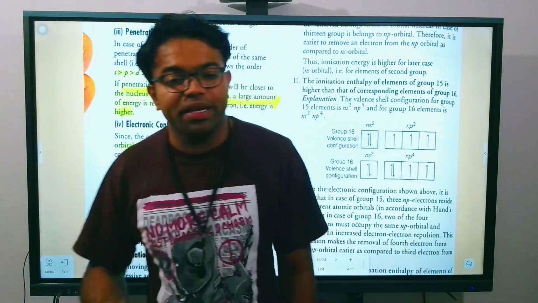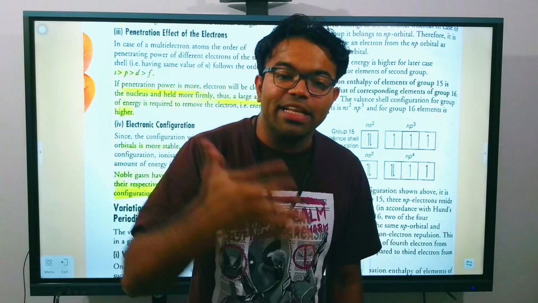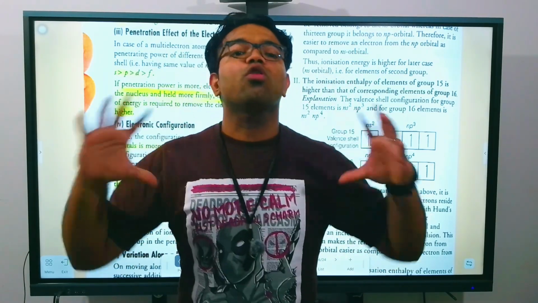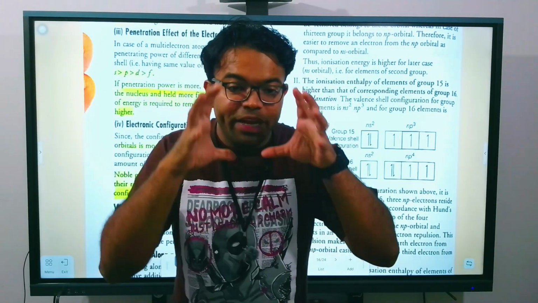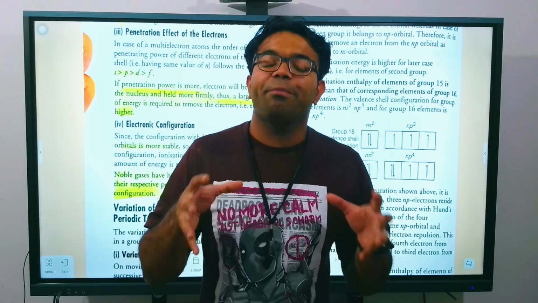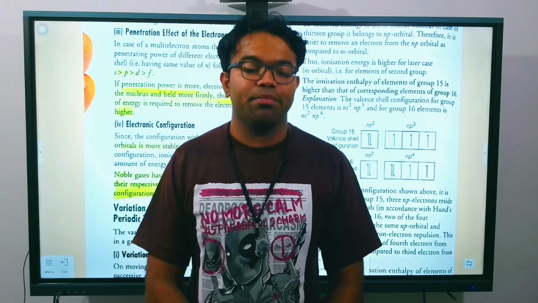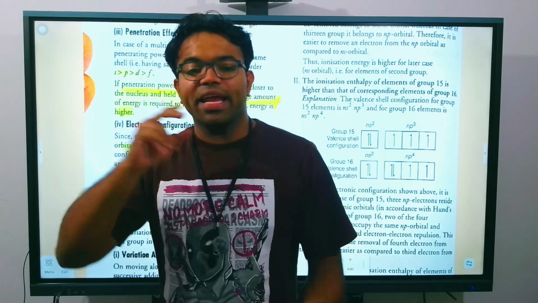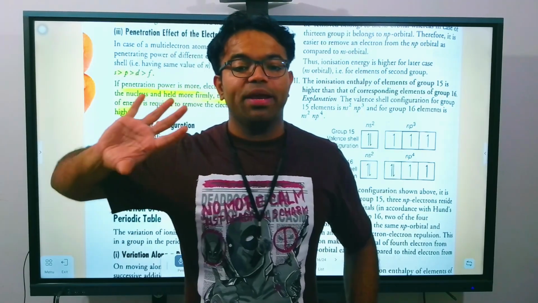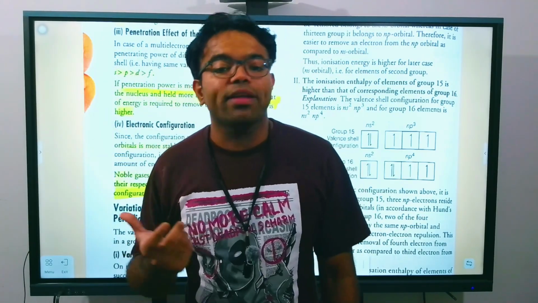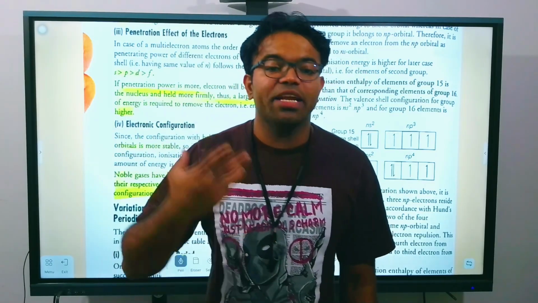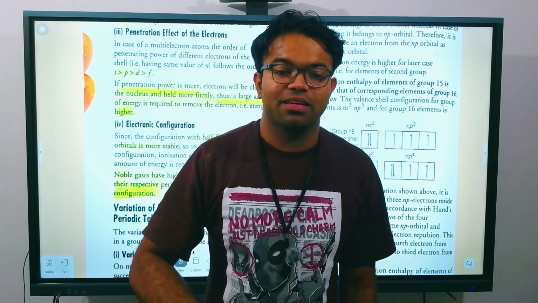We know what penetration means. Penetration means going inside. The s electrons, because they are so close to the nucleus, are penetrated deep inside the atom, whereas the p, d, and f electrons are present between the axes and basically around the nucleus of an atom. What ends up happening? Their penetrating power actually decreases.